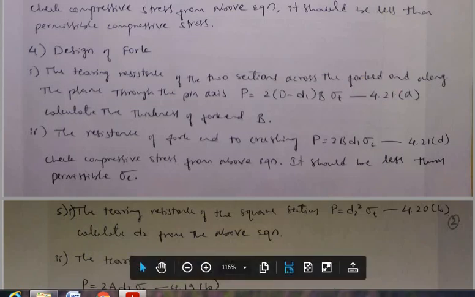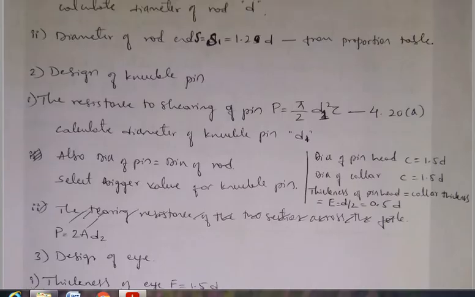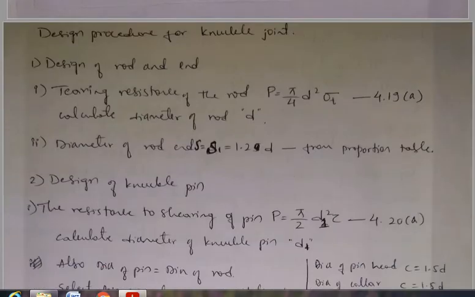Okay, so in the next video we are going to do the design for the knuckle joint.